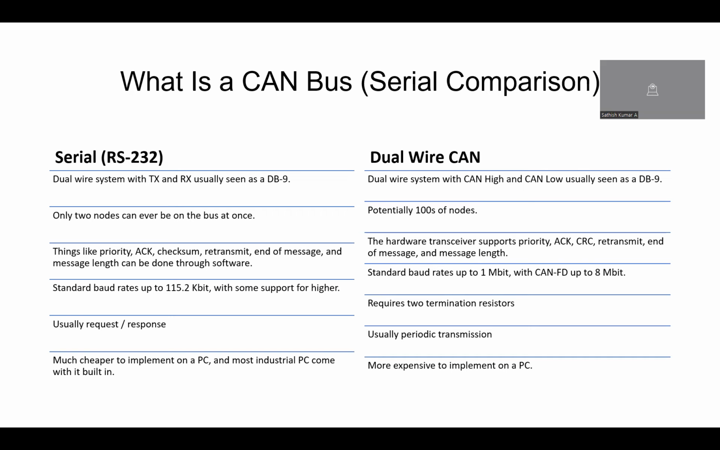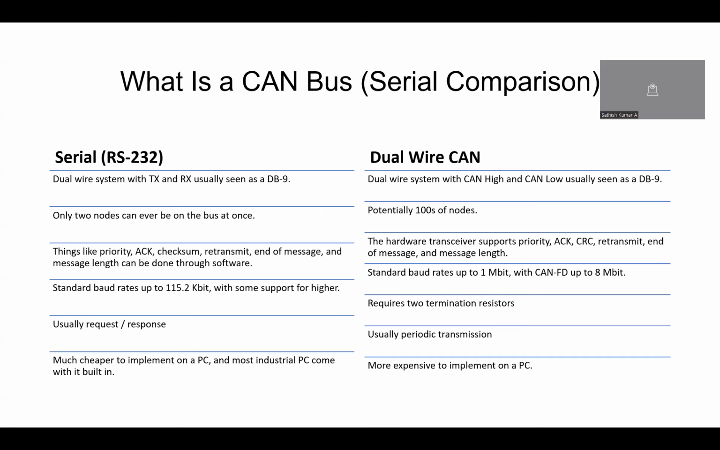When we start with CAN, we have low speed CAN and high speed CAN. In low speed CAN, we start from 32 kilobits up to 250, which we call slow speed CAN. Above 250 we call it high speed CAN, up to 1 Mbps. If it goes more than 1 Mbps, then it will be CAN FD.